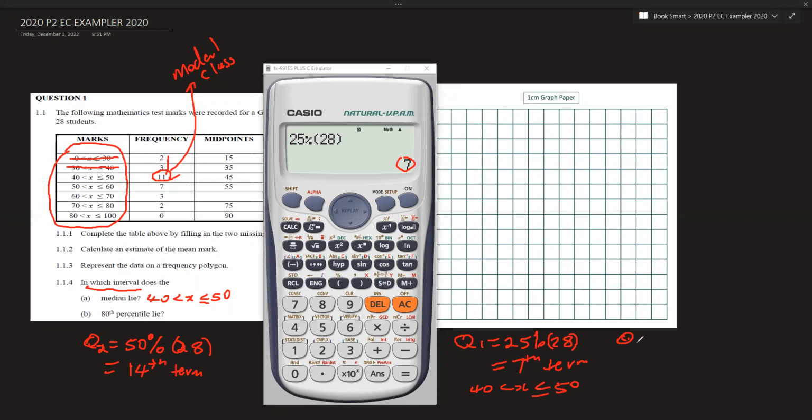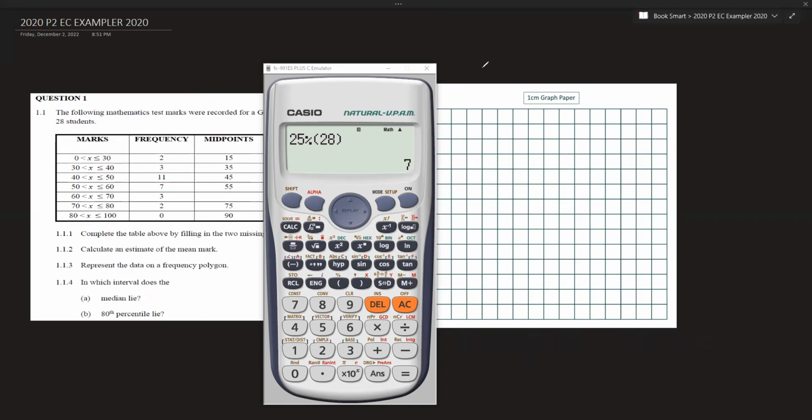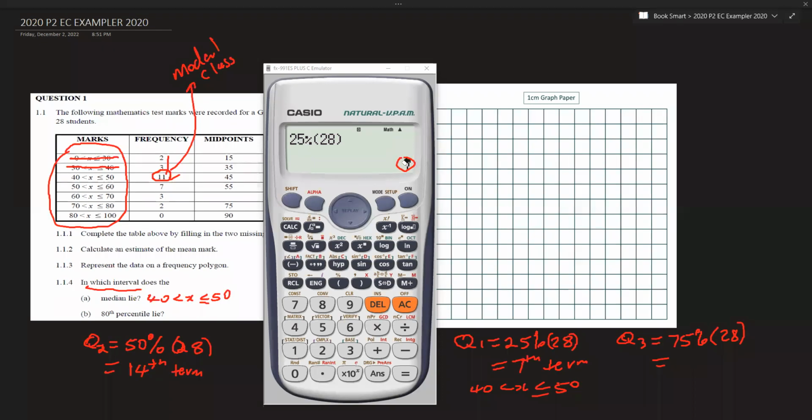Okay, now let's do Q3, which is the upper quartile, which is 75% of the data. The data is 28. And then we do this now. Oh, sorry. We do this. I want to erase this part. So now let's get 75% of that. It's 21. Okay. So it must be on the 21st position. 21st term. Perfect.